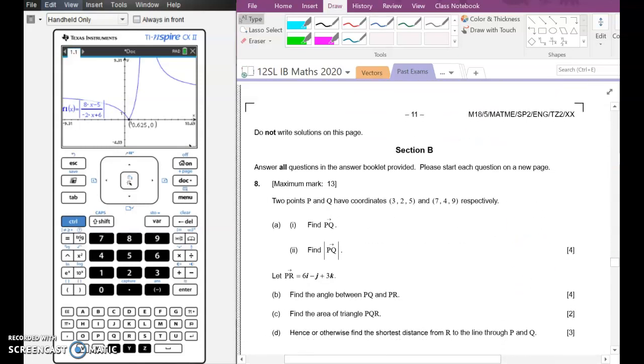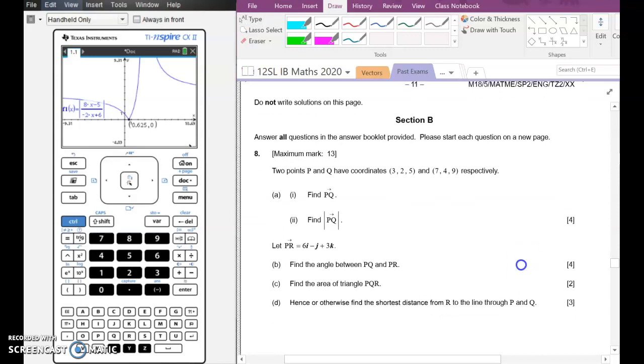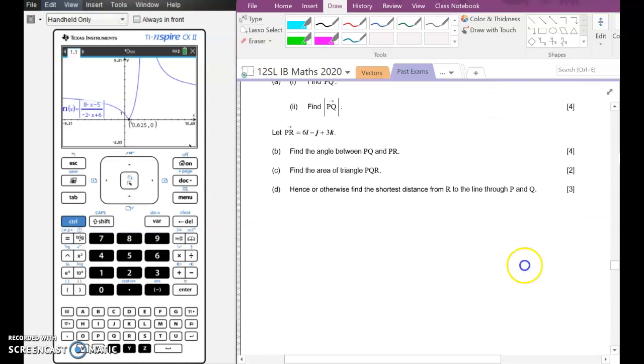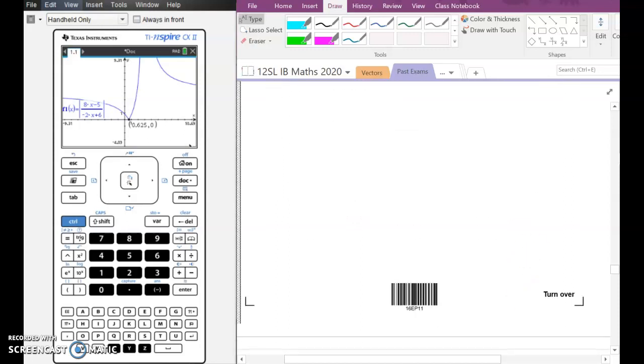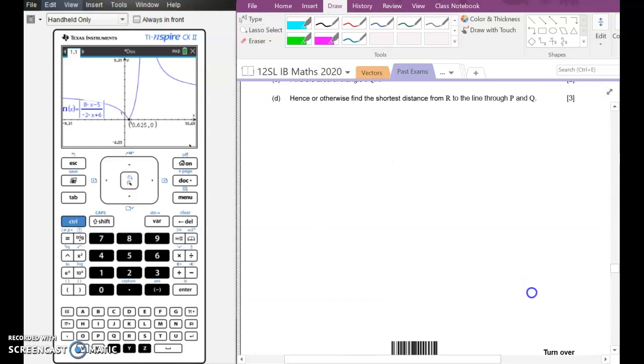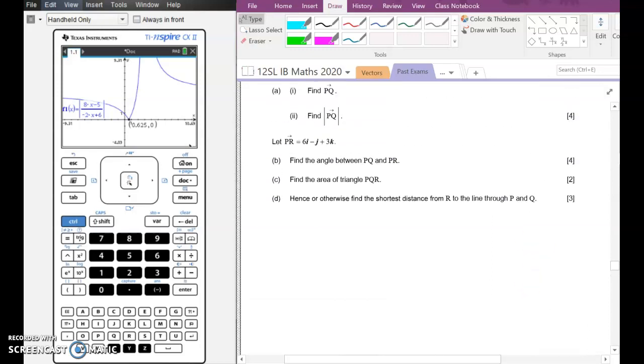Question 8 was nothing special. Just thinking, I don't think there was anything in there that I needed to go through specifically. Question 9. Oh, question 8. It said hence or otherwise find the shortest distance from R to the line PQ.